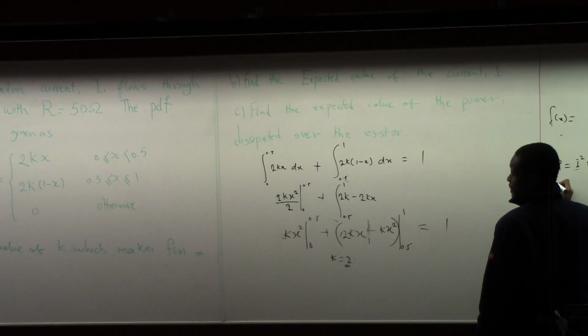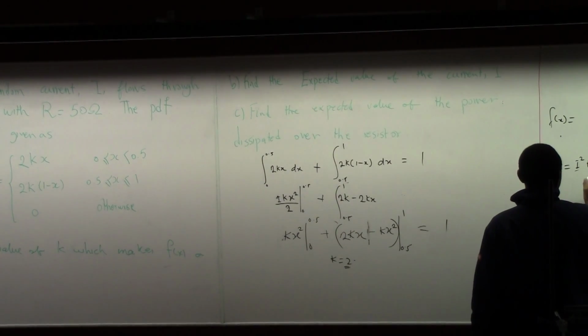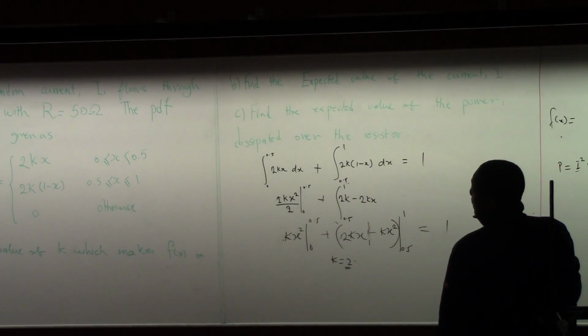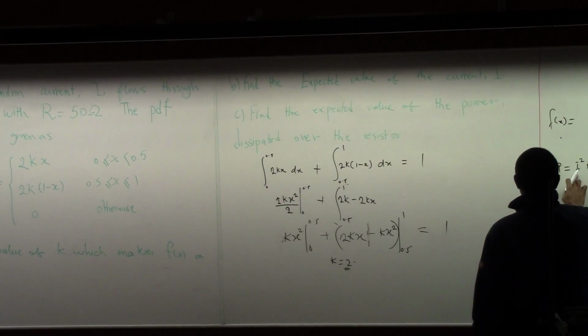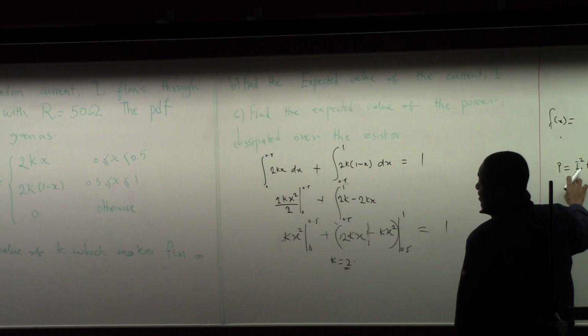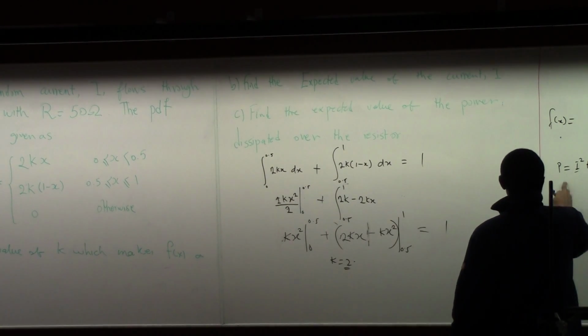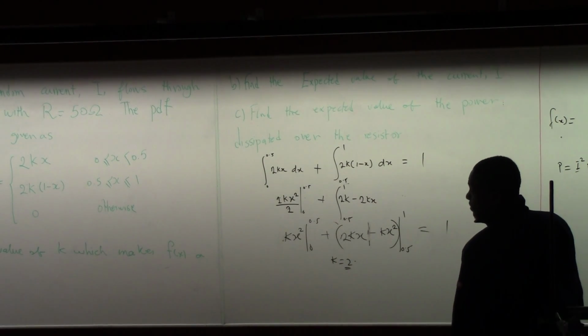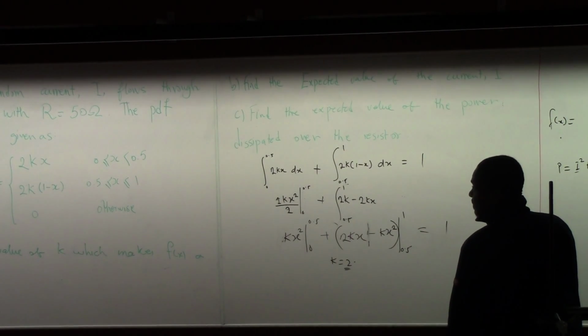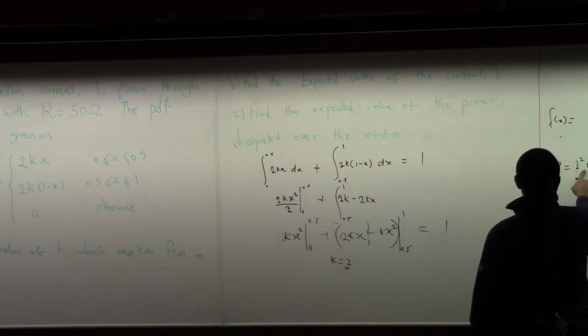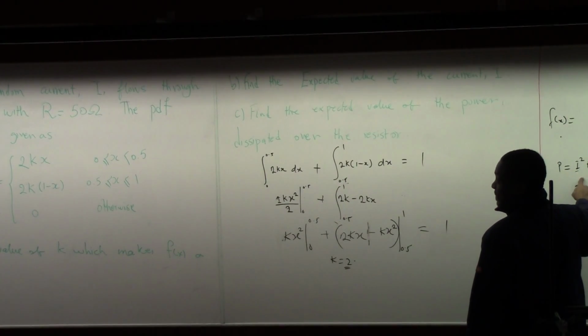So, what is our random variable? Is R a random variable? No, this is the random variable. So R is a constant. What about P? P will also be a random variable, because g of x can be considered as a random variable. So what we want to do is calculate the expected value of this random variable.